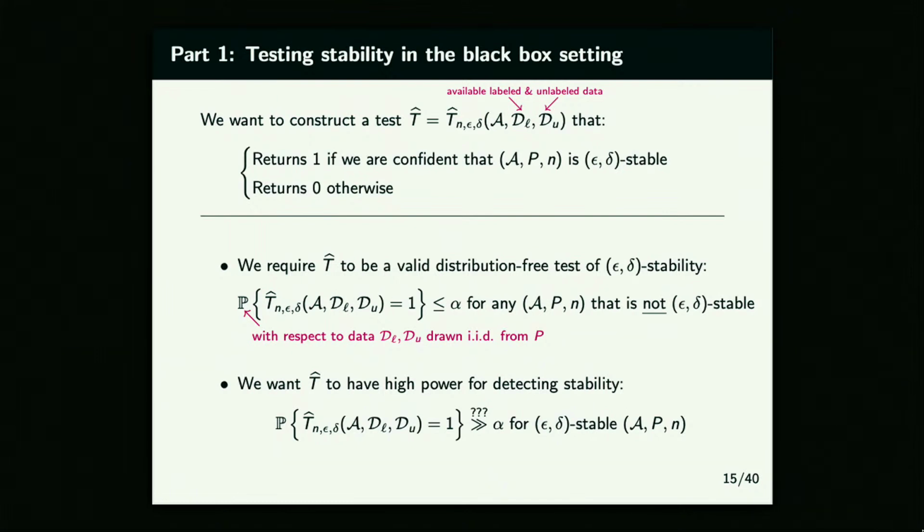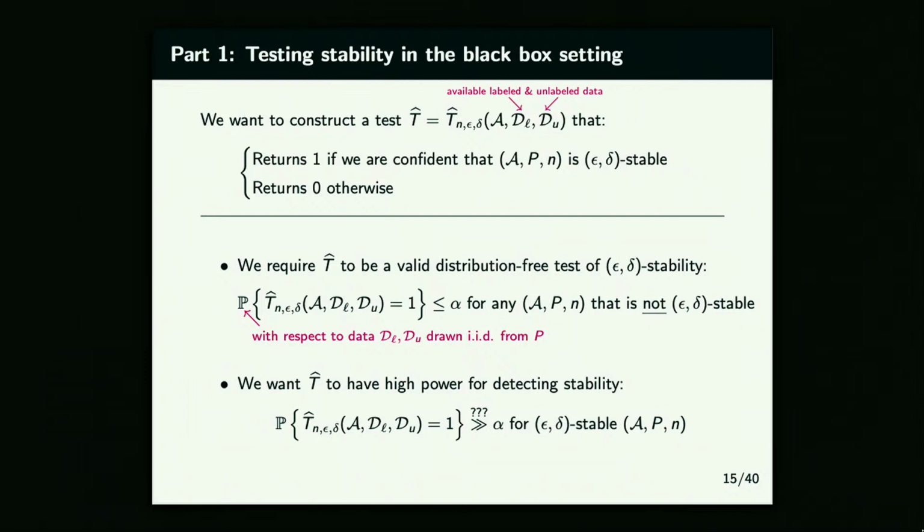For any algorithm that's not stable, so this is actually a triple, the algorithm, the data, the sample size, I want the probability of falsely declaring it to be stable to be bounded by alpha. On the other hand, this test is only useful if, when there's an algorithm that is stable, it's more than alpha likely to return a 1. Otherwise, it's not better than random.